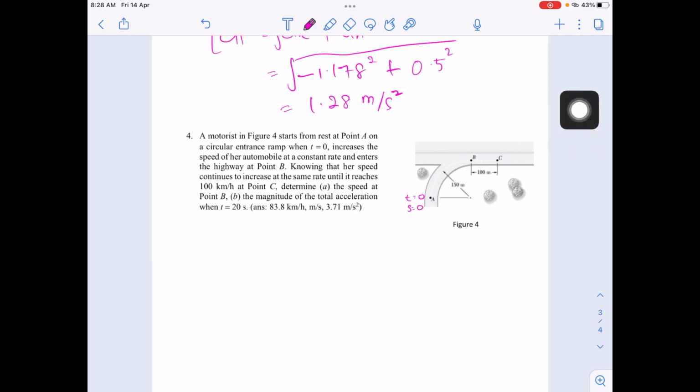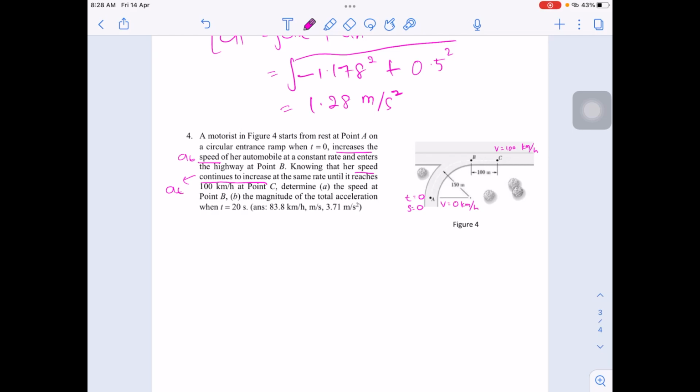Knowing that her speed continue to increase at the same rate. That means this is your acceleration, A tangent. Okay. Yang ni juga A tangent. Increase the speed, this juga A tangent, until it reach 100 km per hour at point C. So at point C, you have V is equals to 100 km per hour. Okay. At point A, the V is 0 km per hour. Okay, start from rest, V is equals to 0 lah.